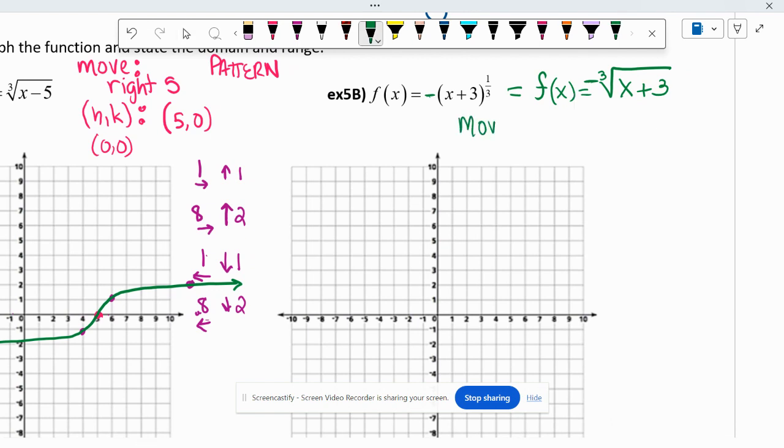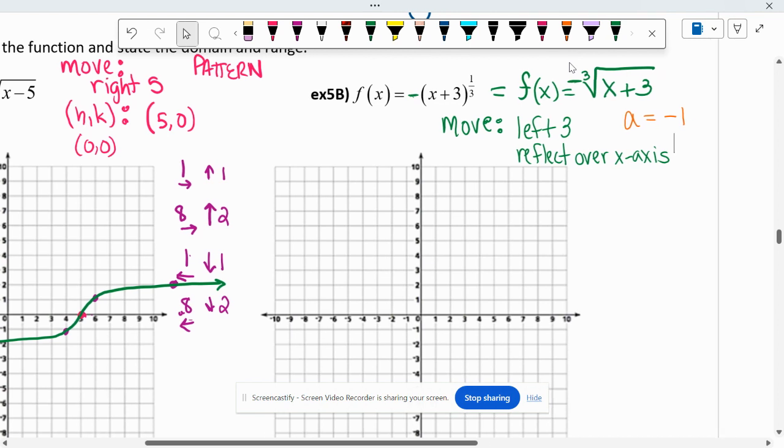What's happening? To the left 3. I love that. Okay. What else? What does that negative out front do? It's going to reflect. Yeah. Reflect over the x-axis. And since we call that value a, I'm also going to write that a equals -1, because that's what I use to change my pattern, right? That's my multiplier for my pattern.